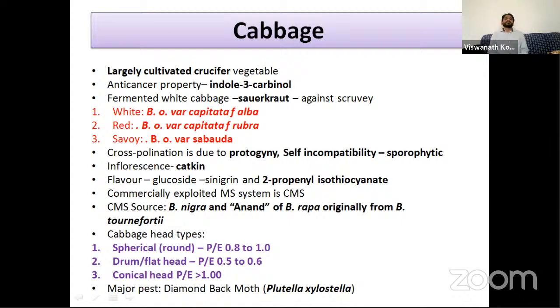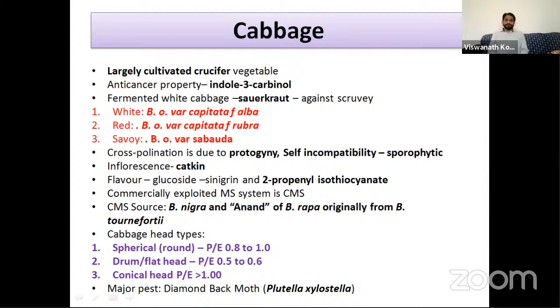And based on the head shape, there are 3 types. Head shape generally we can see as P by E. P means the polar diameter, that means from top to bottom, and E the equatorial diameter, that means horizontal length. The ratio of the vertical length and horizontal length gives us the shape of the cabbage head. If the P by E, polar diameter by equatorial diameter ratio is 0.8:1 means it is a round head or spherical head. If it is 0.5:0.6 means it is drum head or flat head. If it is greater than 1 means it is conical head.